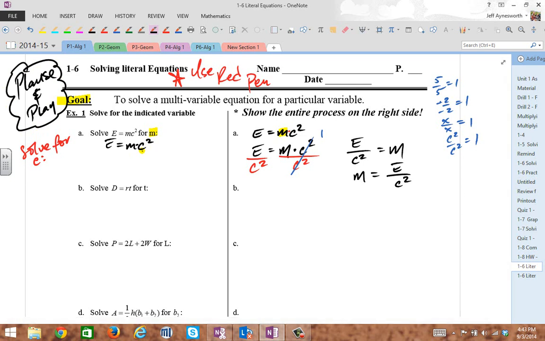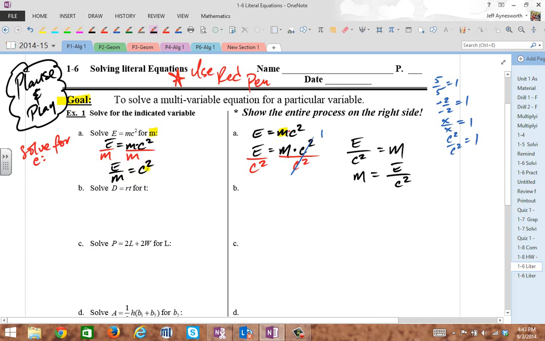Okay, now we're back, and hopefully you divided by m because it's multiplied by m. We want to solve for c, so divide by m on both sides. And you get E divided by m, the mass, is equal to c squared. And we're almost there. c is being squared, but somehow we've got to figure out how to isolate c and cancel out your exponent here.